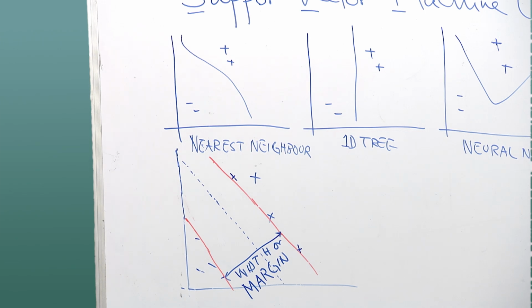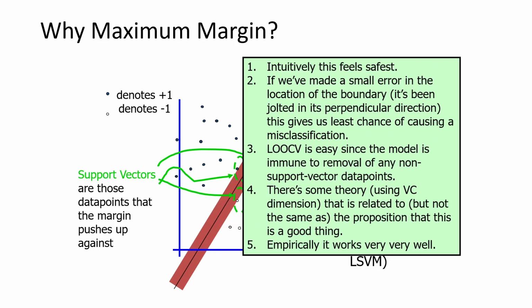This is the advantage of using this kind of technique. Small errors will not make much difference, and this kind of technique, linear techniques, is very easy, since the model is immune to any removal of non-support vector data points. That means it is a very simple one, very easy one.